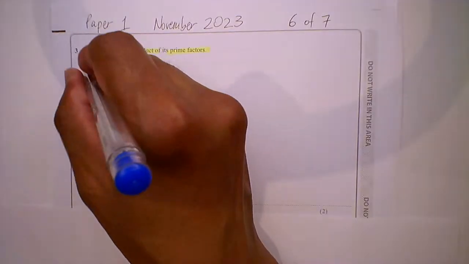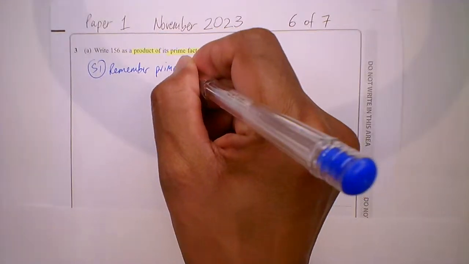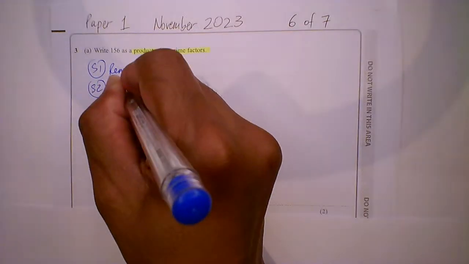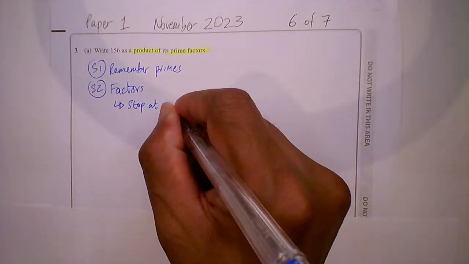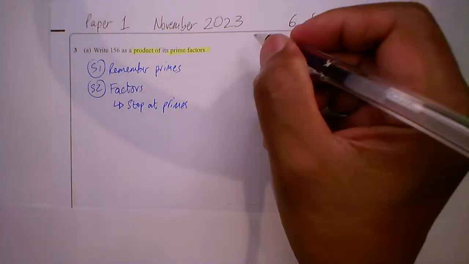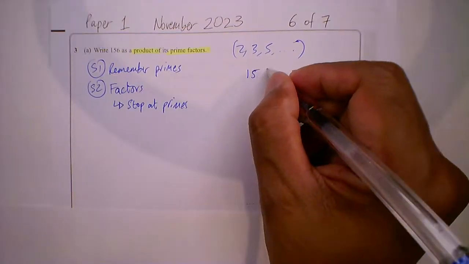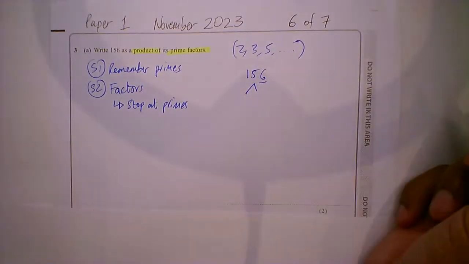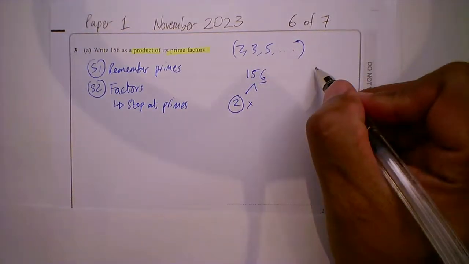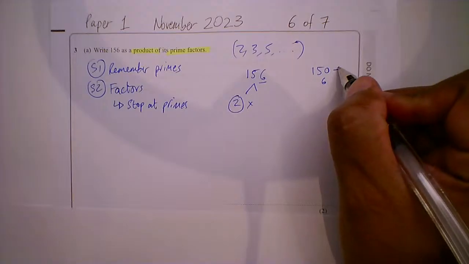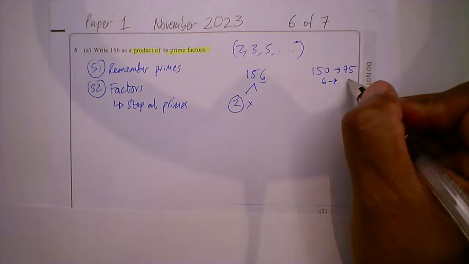So step 1 again, remember our primes. Step 2, I find factors and I stop at primes. So 2, 3, 5, and so on. 156 is a large number, so it's an even number. So I'm going to do 2 times, 2 is a prime number, 1 goes in. I'm going to split 156 into 150 and 6. So half of 150 is 75. Half of 6 is 3.